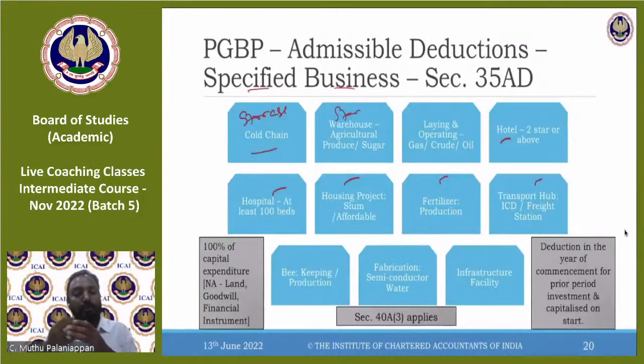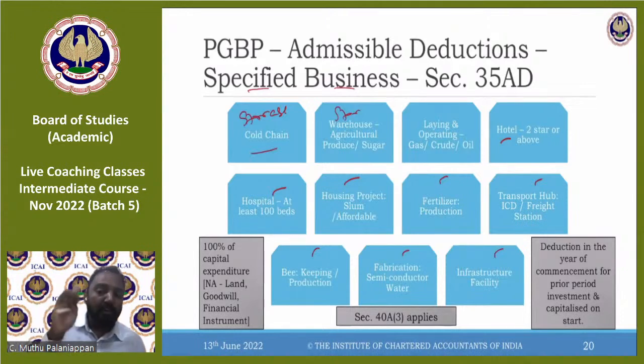You are building a transport hub. You are in the business of transport hub where you are running a freight station or a depot, a customs depot, an international customs depot. So that is also a transport hub. So depot for customs, that is also allowed. Then you are in the business of bee, the honey bee, right? Beekeeping or production of honey. So that is also eligible. Fabrication of semiconductor wafer, that is also eligible. Infrastructure facility, that is building roads, bridges, all these infrastructure facilities is also eligible.